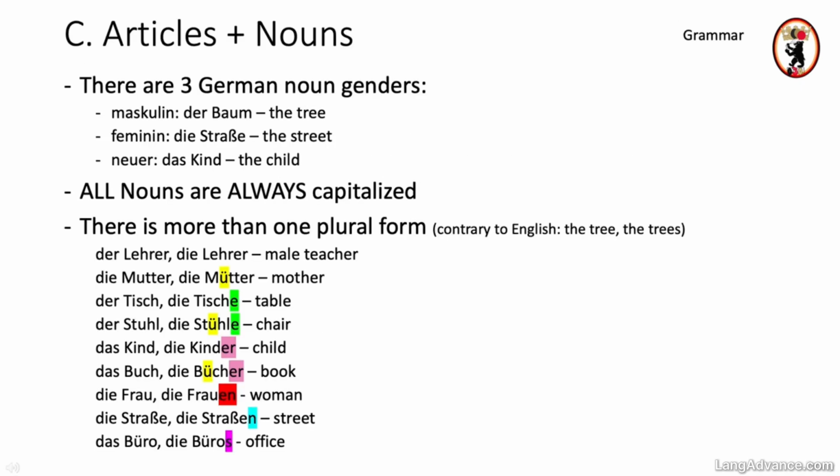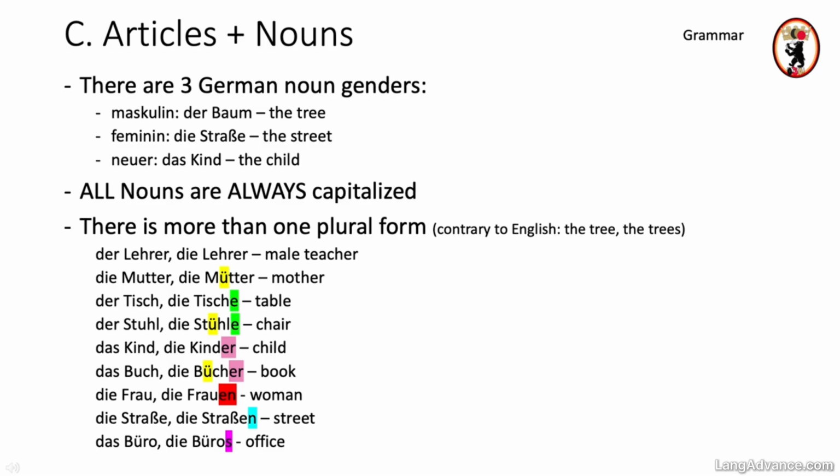The next topic is nouns. If you thought verbs and their position was tricky, let me tell you, you have nothing seen yet. First of all, German uses 3 genders for nouns.